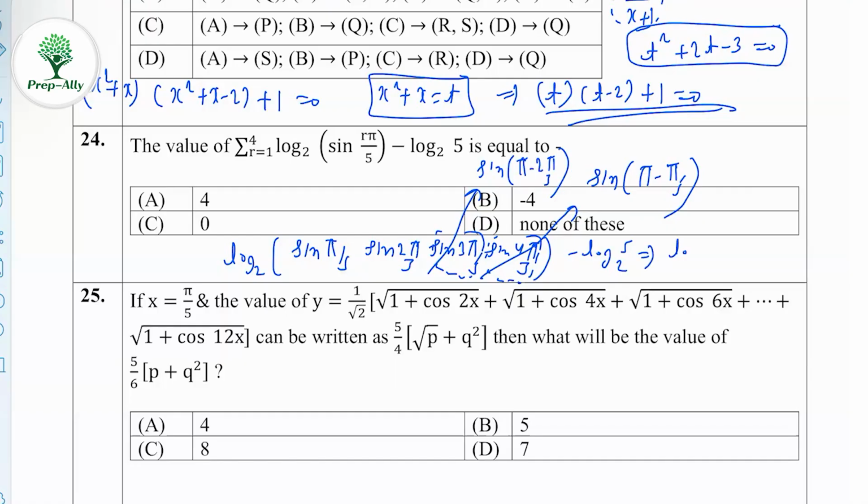It is log base 2 of sin square pi by 5 times sin square 2 pi by 5. Sin pi by 5 value, sin 2 pi by 5 value, substitute here. You will get the answer. It will be in terms of log 5 base 2, so that will get cancelled.